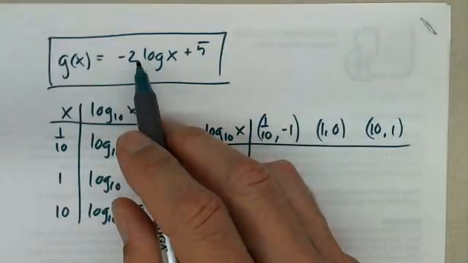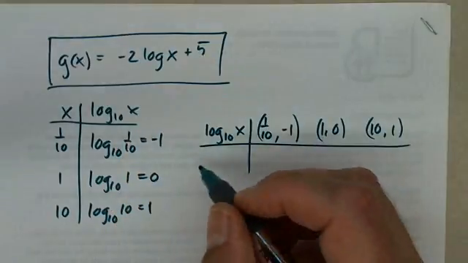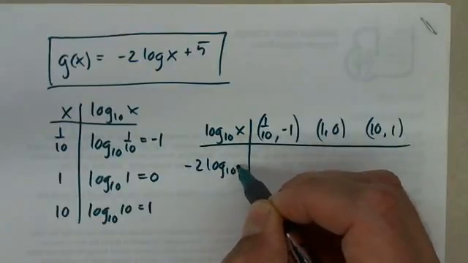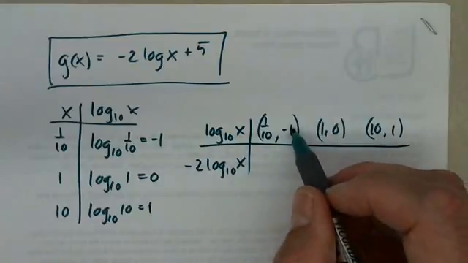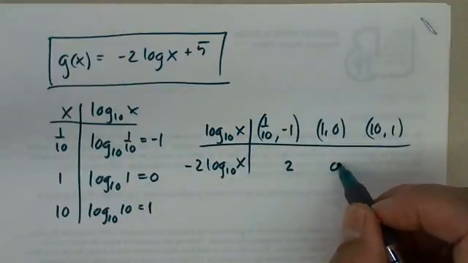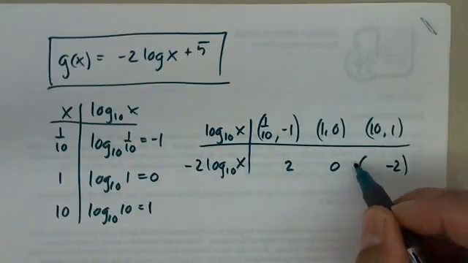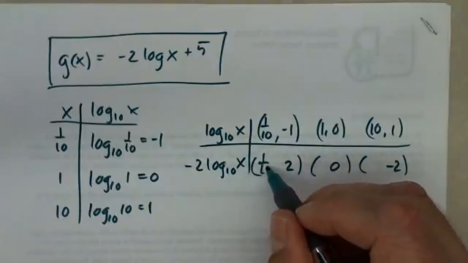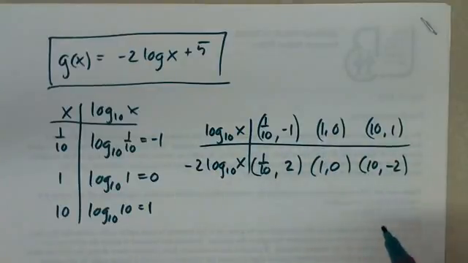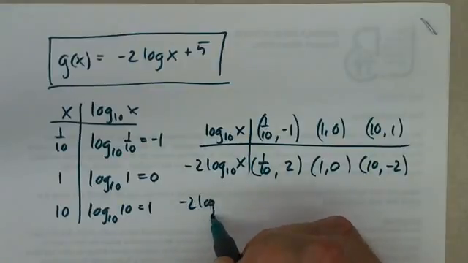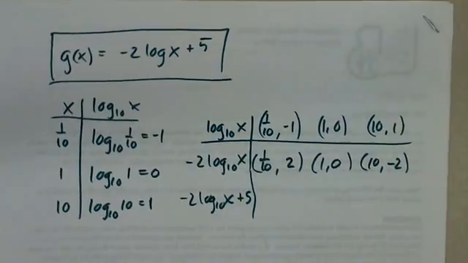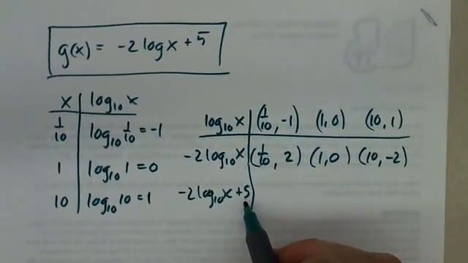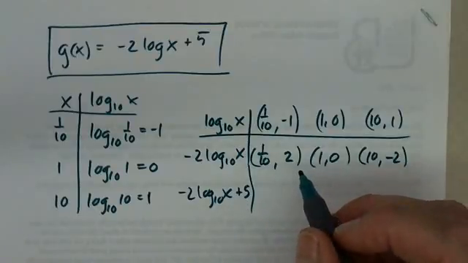All right, let's do any multiplication before we do the addition. This is an outside change, and that means it's changing the y value. So we're going to go negative 2 times negative 1, negative 2 times 0, negative 2 times 1. And then we'll do negative 2 log base 10 of x plus 5. So plus 5 is also outside, and that's vertical. We're going to add 5 to the y value.